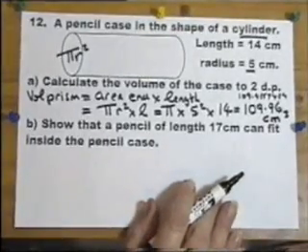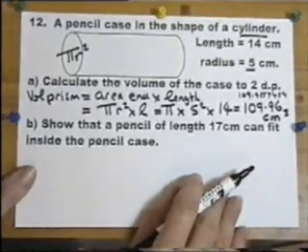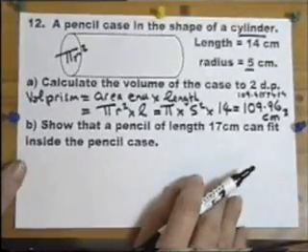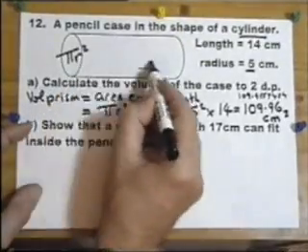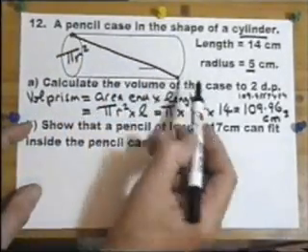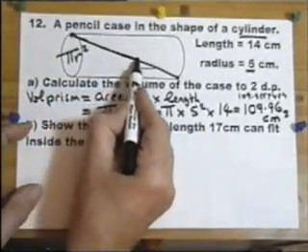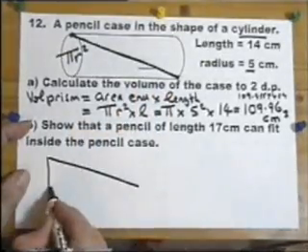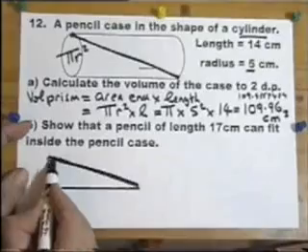Part B. Show that a pencil of 17 centimetres can fit inside this pencil case, or it can't. Let's just see if it can or can't, shall we? If we're going to fit a pencil in this pencil case, they don't have to all go in this way. The longest pencil would actually be jammed between there and there, from the top there to the bottom there. And that's in fact what you're meant to appreciate. That the longest pencil to go in this pencil case will be the pencil that goes in there like that.